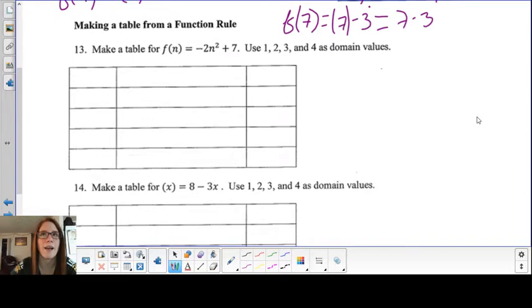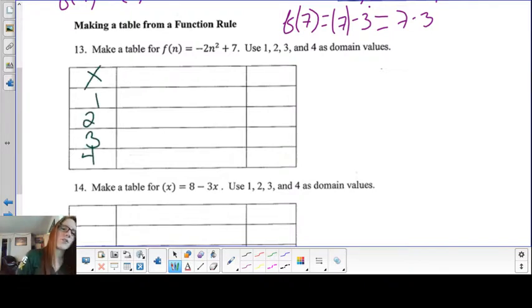Okay, so we're asked to make a function table for this function. And I have 1, 2, 3, and 4. So 4 is my biggest, then 3, then 2, then 1.